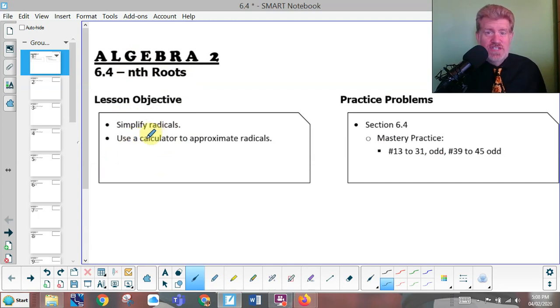But we're not doing square roots. Remember, square roots meant two. You need pairs. These are nth roots. Third roots, which we call cubic. Fourth roots, fifth roots, sixth roots, and so on.